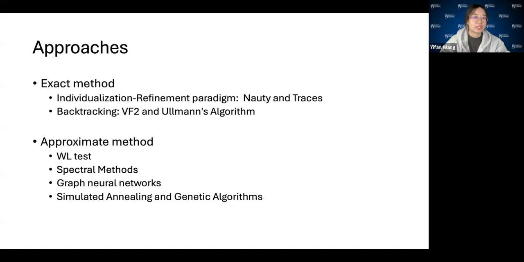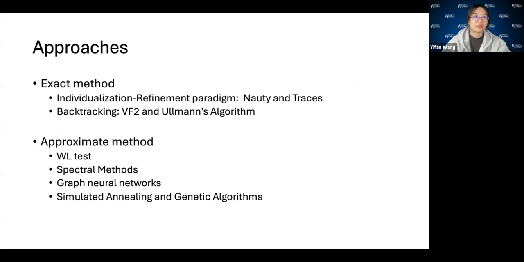Another group of exact methods relies on backtracking algorithms, like VF2 and Ullmann's algorithm. These algorithms explore the potential mappings of the graph vertices in a structured way, and they prune the search space when a solution is not possible. So in general, the exact methods are accurate, but they can be computationally intense, especially when given a large graph.